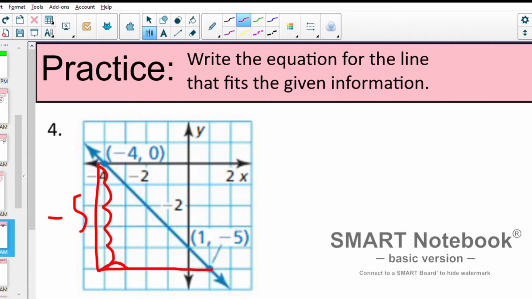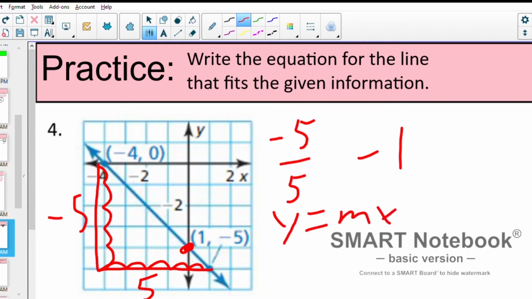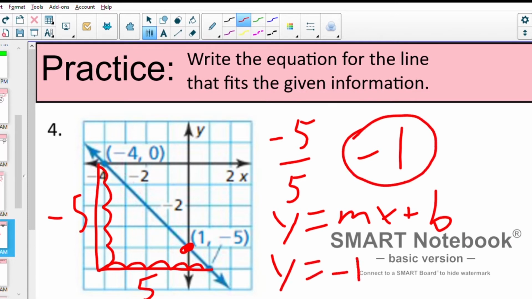And we go to the right 1, 2, 3, 4, 5 spaces. So our slope is negative 5/5, or just -1. And since I have that y-intercept there, I'm going to use slope-intercept form. So that would be y equals mx plus b, or y equals our slope, which we just decided was -1, x plus our y-intercept, which we can see right there is at -4.